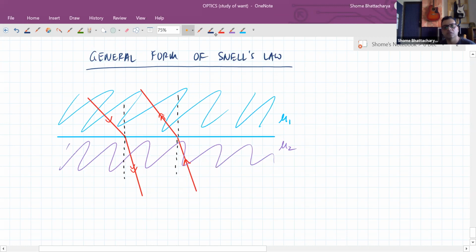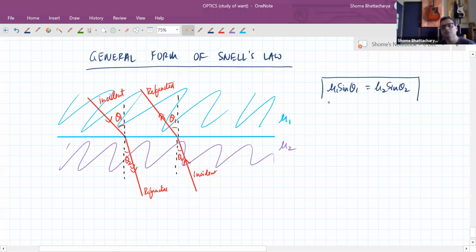So in this case this angle is theta 1, this angle is theta 2. In this case this angle is theta 1 again, this angle is theta 2. But in this case this is the incident ray, this is the refracted ray. In this case this is the incident ray, this is the refracted ray. So the general form of Snell's law is that mu1 sine theta 1 is equal to mu2 sine theta 2. And this formula becomes applicable for both.